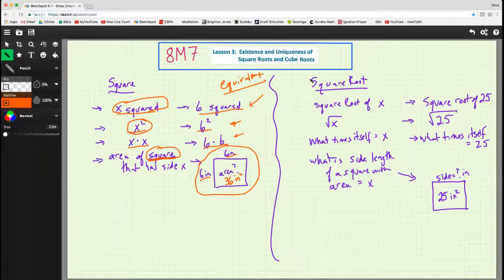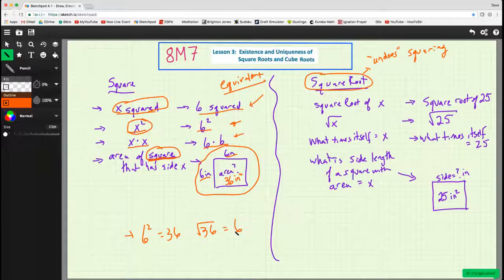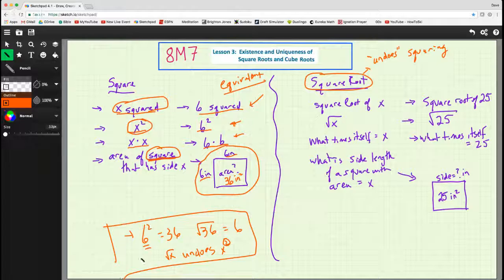Now, on the equivalent side, you have this thing called the square root. It undoes squaring. So if I square a number, so I take 6 squared, and that equals 36, and I take the square root of 36, that's going to get me back to my original 6. So that's why we say the square root undoes squaring. Okay, so let's keep going.